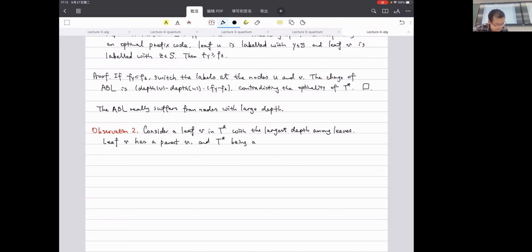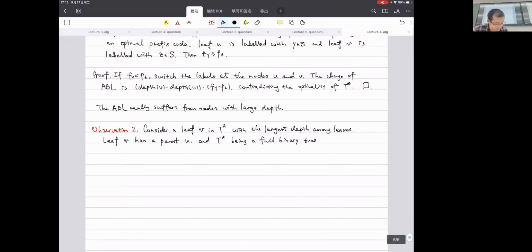Because we have the assumption that we have a full binary tree, T prime being a full binary tree implies that U has another child, W. Then W is a leaf.